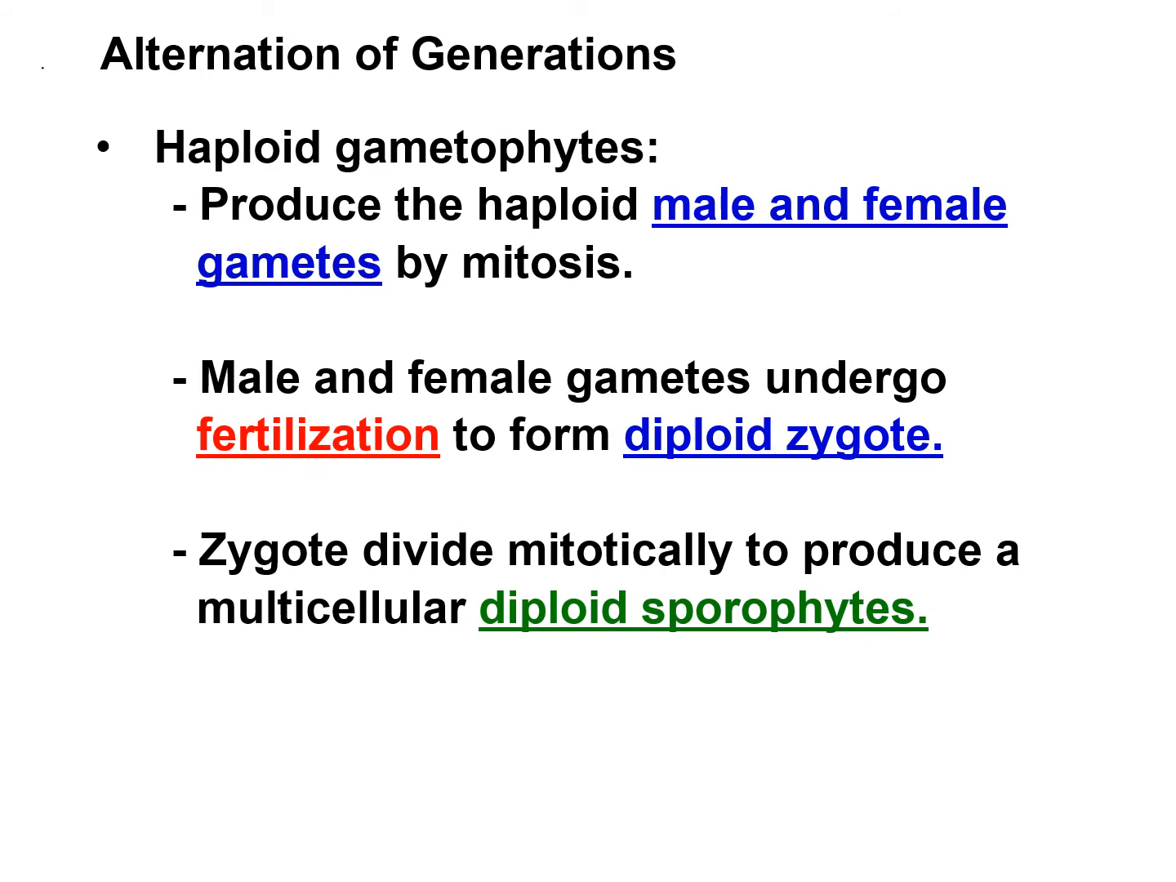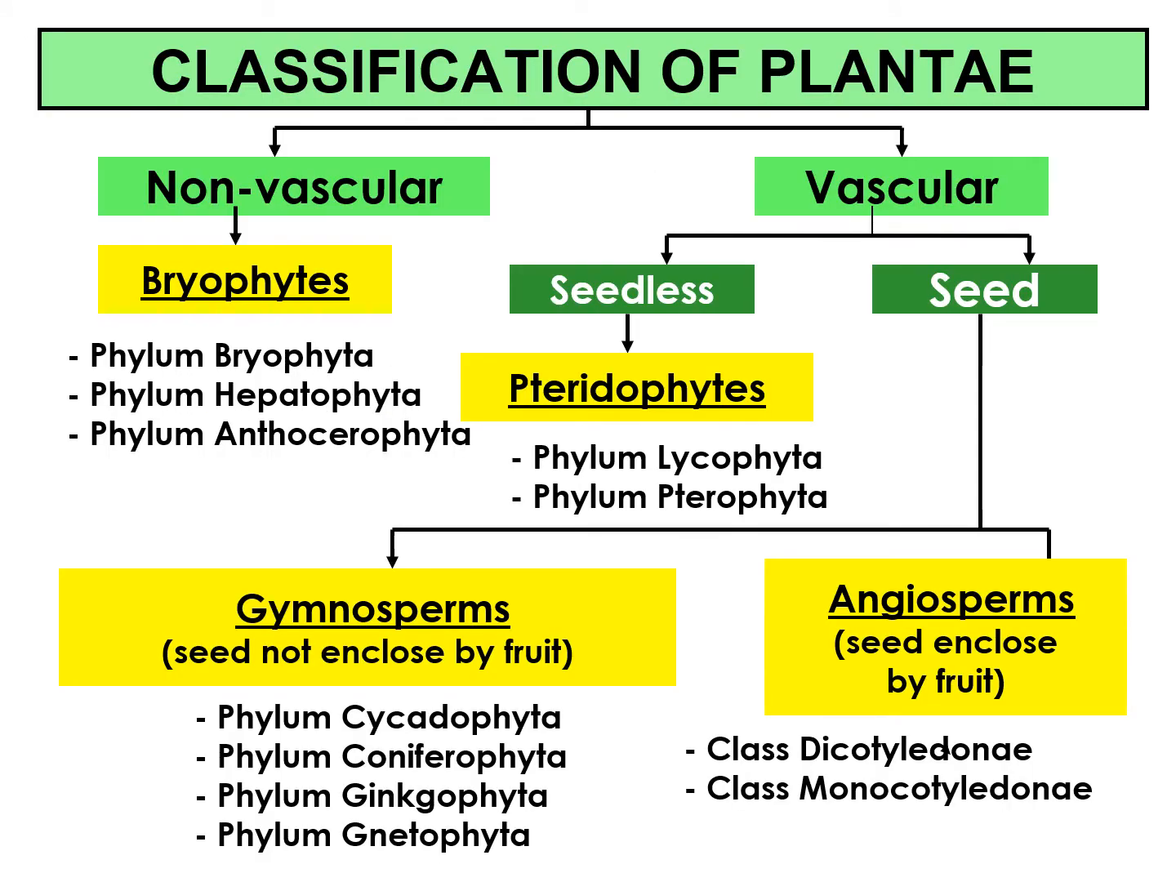So the haploid gametophyte produces male and female gametes by mitosis, and then the gametes will undergo fertilization and form a diploid zygote. So the zygote will grow into a diploid sporophyte. Okay, that is the alternation of generation. Now we are going to look into the classification under Kingdom Plantae.